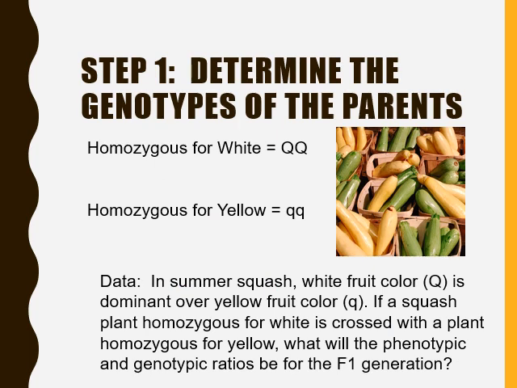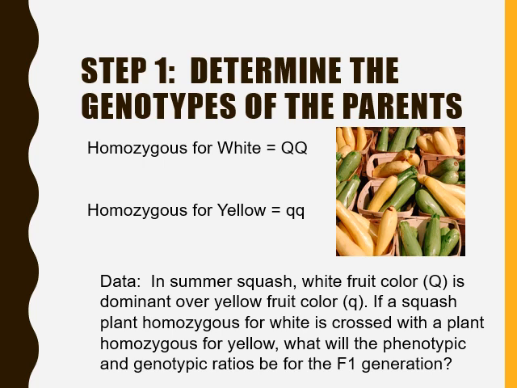The way we're going to do it is I'm going to just walk you through an example. This particular example is about summer squash. So white fruit color Q is dominant over yellow fruit color little q. When I say Q, I mean capital letter Q. It's dominant. When I say little q, I mean a lowercase letter, it's recessive. If a squash plant homozygous for white is crossed with a plant homozygous for yellow, what will be the phenotypic and genotypic ratios for the F1 generation?